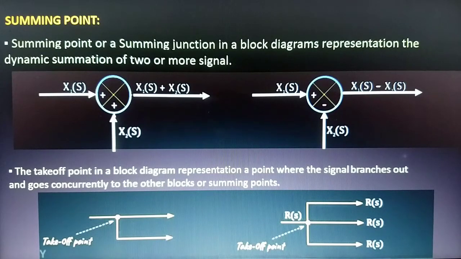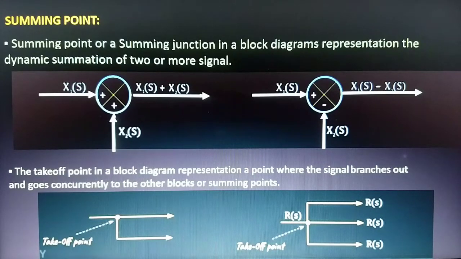If the polarity is positive, then the signal will be positive. And if the polarity is negative, then the signal will also be negative. In the first diagram, the polarity of both signals is positive, and hence the signals are added with a positive sign. In the second diagram, the polarity of one of the signals is negative, and hence it is added with a negative sign, since we are using the summing point or the summing junction in order to add 2 or more signals. In a block diagram, we can also call this point by another name. So now we're done with the discussion of summing point.